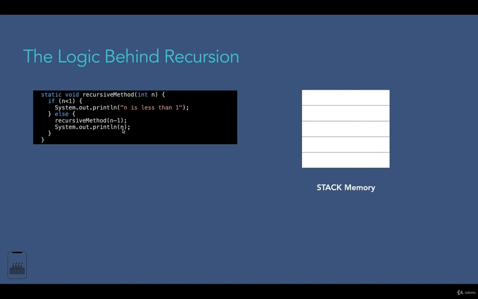So if we call this function with the parameter of 4, let's see how this will be managed in stack memory. First the system checks whether 4 is less than 1 or not. We see that 4 is not less than 1. So this means that the recursive method will call itself with n minus 1. In this case, 4 minus 1 is 3. So the method will call itself with the parameter of 3.